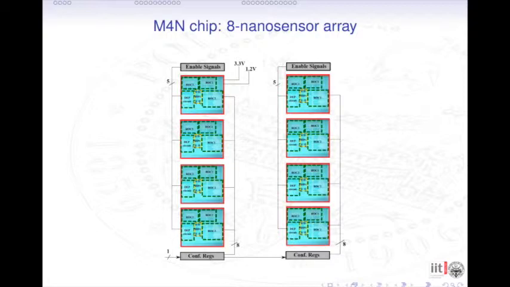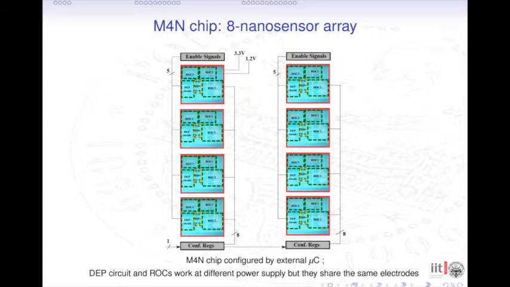And then there are some configuration registers to set some configuration options of the readout circuit. Since all the signals are digital, the M4N chip can be configured by an external microcontroller.